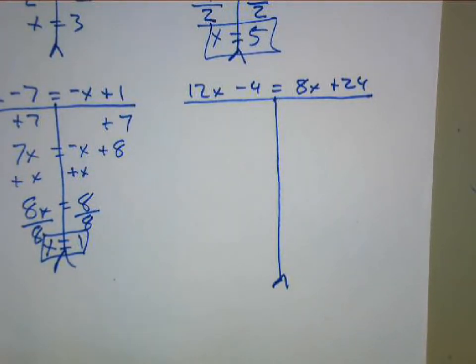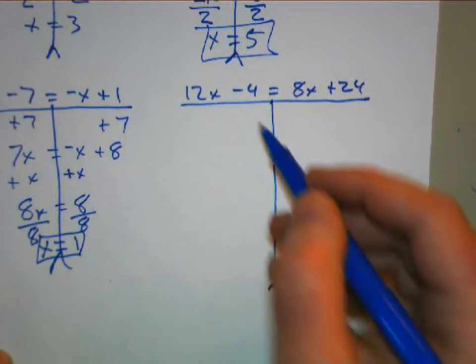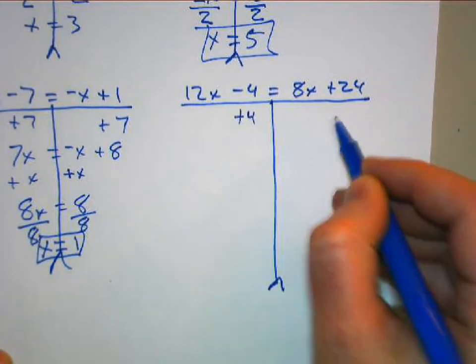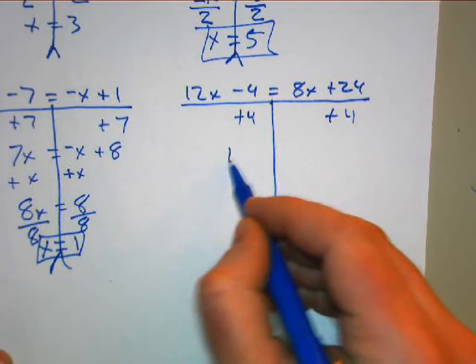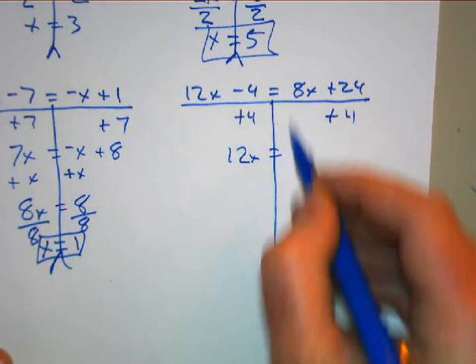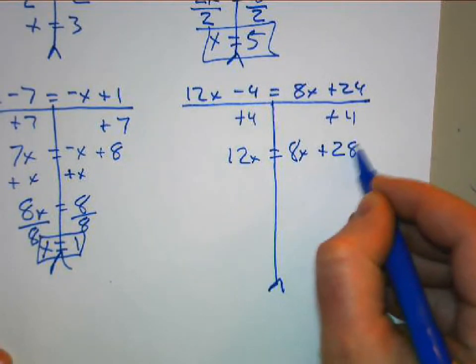It's a great way to keep track of doing everything on both sides of the equation. Plus 4, plus 4. 12x minus 4 plus 4 leaves me with just 12x equals 8x. 24 plus 4 becomes plus 28.